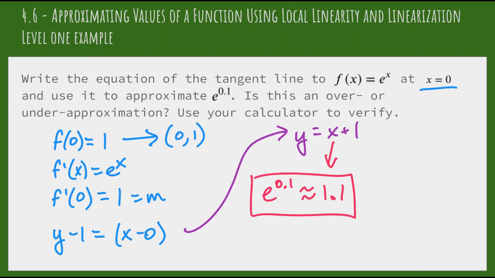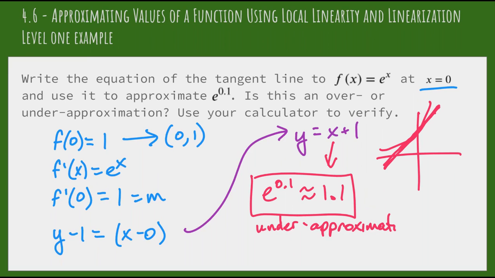And let's think over and under approximation again here real quick. So the e to the x function is going to look like that. It's concave up. We are using the straight line approximation, which is going to be below. So this is going to be below the actual answer. So this is going to be an under approximation. So we should expect the actual value to be a little bit bigger than this.